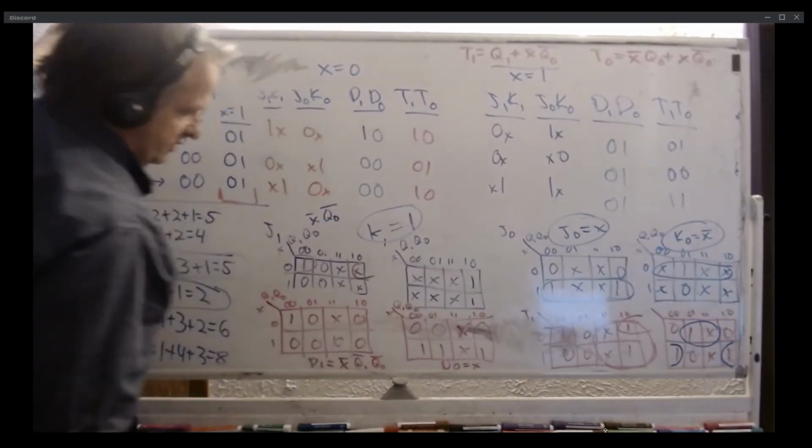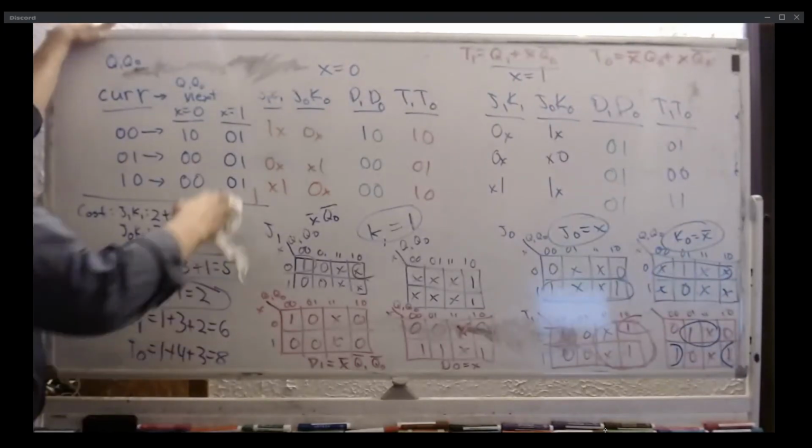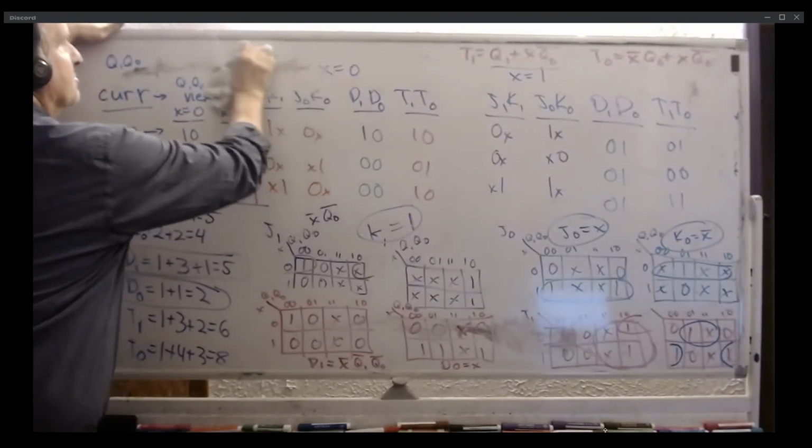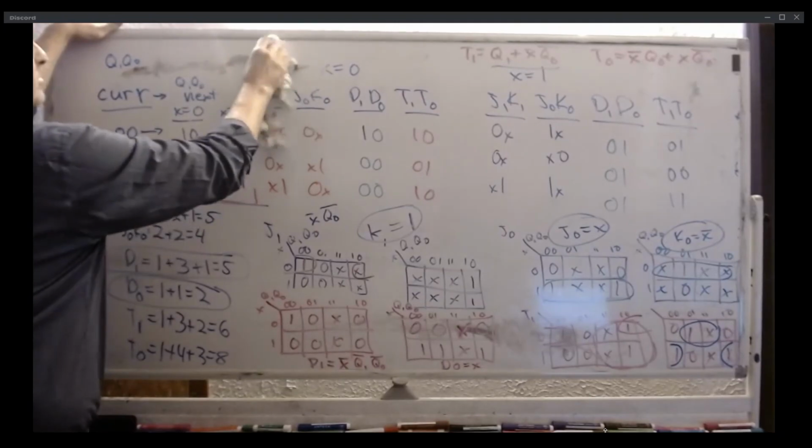One input. D's and T's always have one input. And JK's always have two.